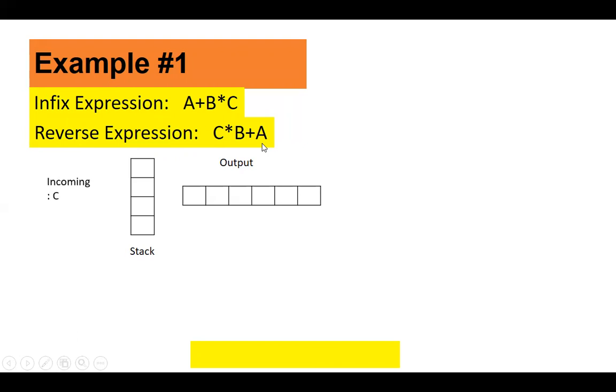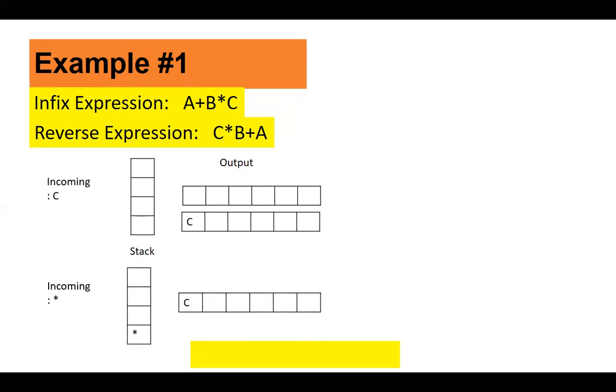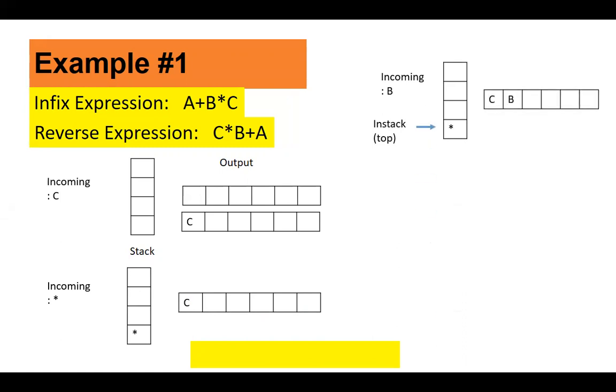So the very first incoming symbol is C. C is an operand, so directly add it to the output. The stack is empty. Next, what you read is an operator, and since the stack is empty, just directly add it to the stack; the output remains unchanged. Then the next symbol you read is B, which is an operand. So with the operand, directly add it to the output and the stack remains unchanged. So the stack top now is pointing at the star symbol, that is the multiplication operator, and B is added to the output.